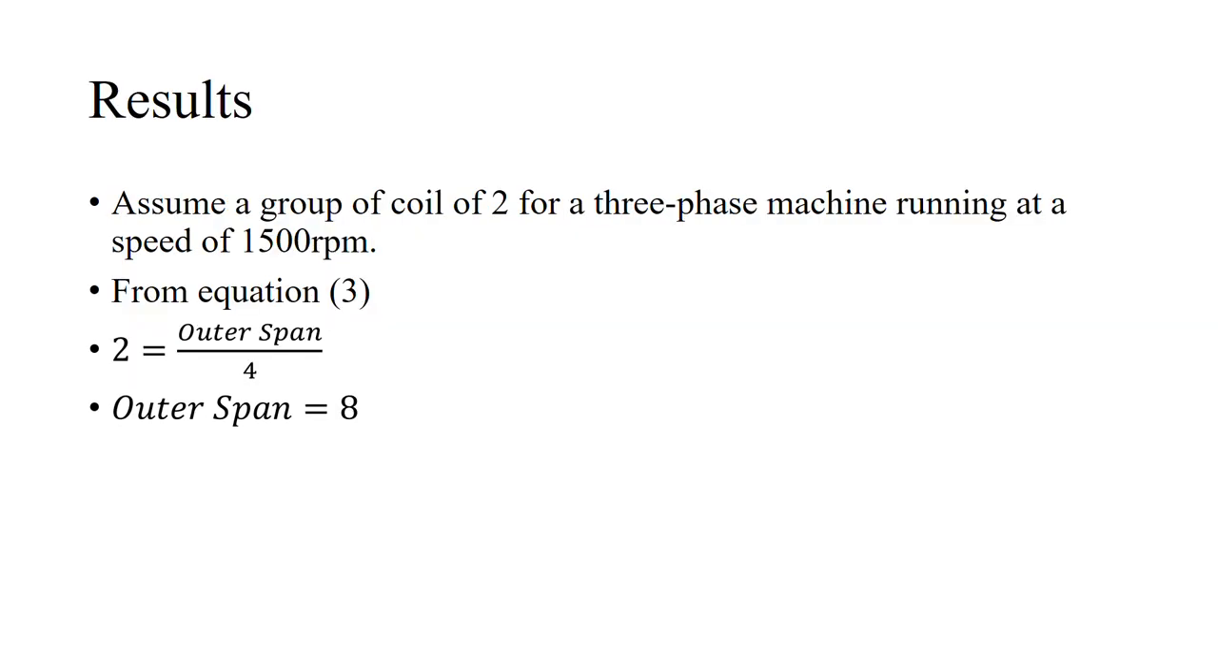The next slide. The results. Assume a group of coils of 2 for a 3-phase machine running at a speed of 1500 rpm. From equation 4 above, 2 will be equal to outer span all over 4. By cross multiplication, we have outer span is equal to 8.